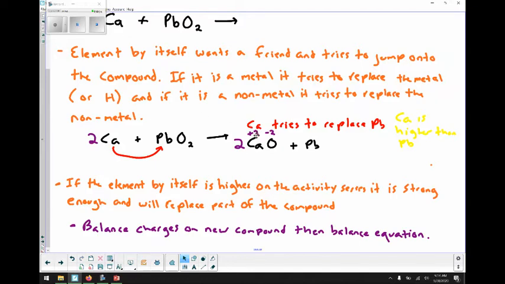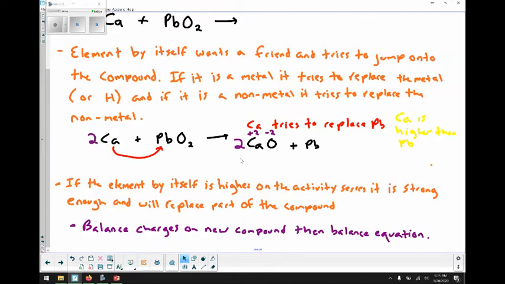So I balanced the charges first, this is Ca O, plus 2 minus 2, and then I balanced the whole equation: 2 calciums plus 1 lead-4 oxide gives us 2 calcium oxides plus 1 lead. 2 calciums, 2 oxygens, and 1 lead on each side. Again, it is important that calcium is higher than lead on the activity series. That's what allows it to replace lead. Calcium is more attractive than lead to the oxygen.